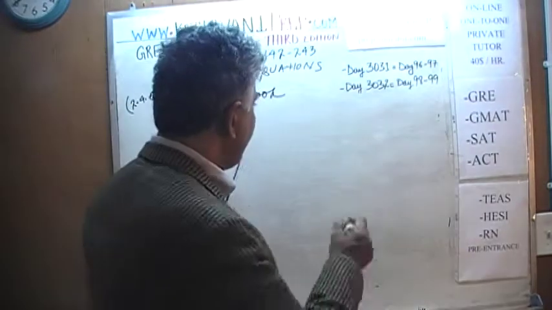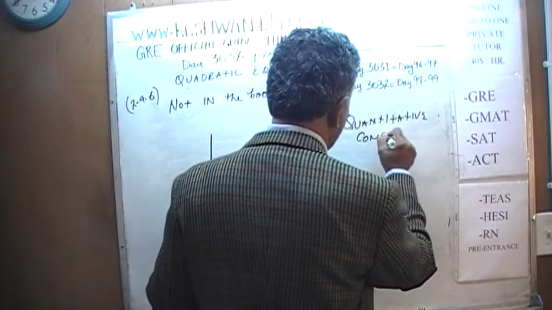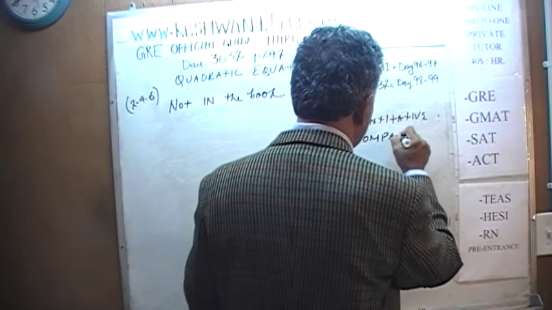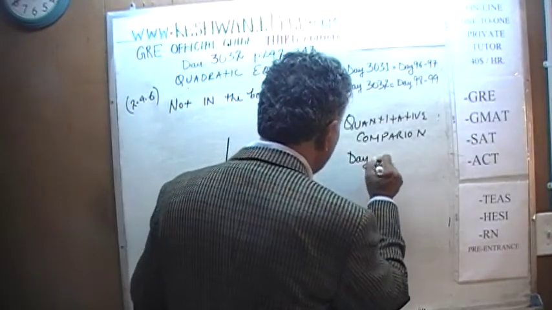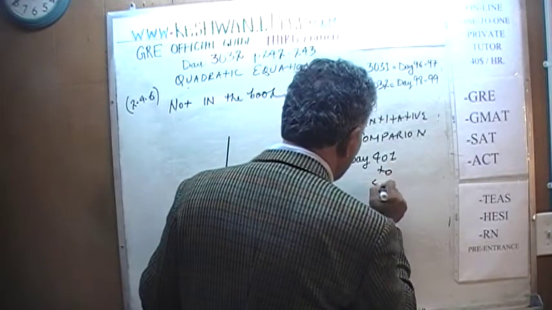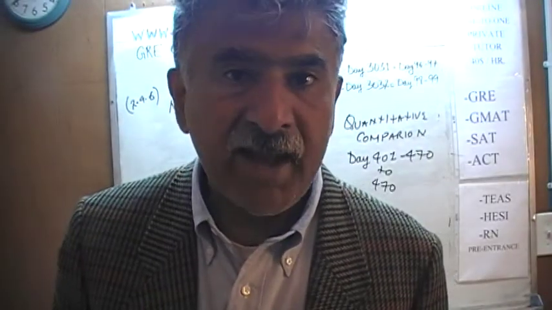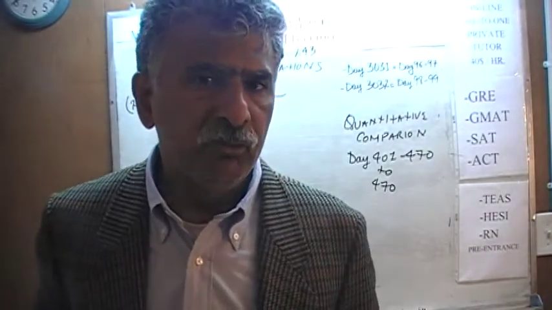2.4.6, 7, and 8, all three of them are going to be quantitative comparison questions. And if you want to get some more practice on quantitative comparison questions, there are 70 videos you're going to find on my channel, numbered 401 to 470. Just type in GRE math, day 401. There are 70 videos. In the 70 videos, I believe I solved 210 quantitative comparison problems, if my memory serves me correctly.